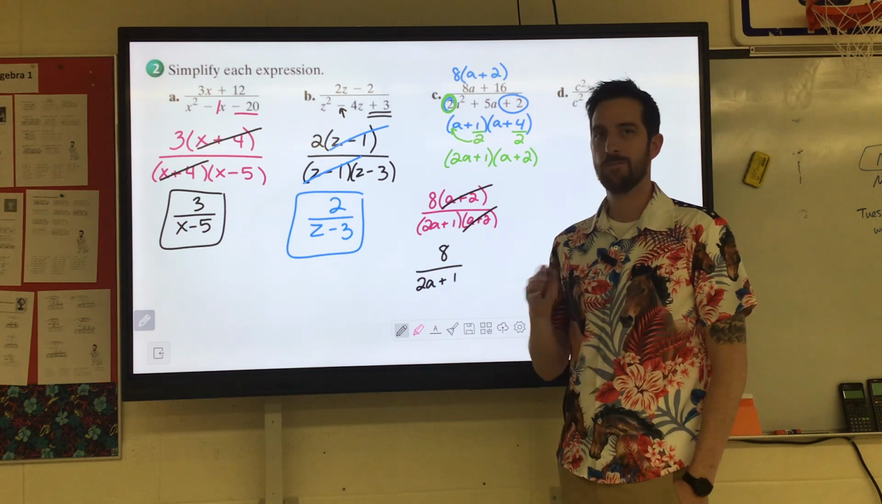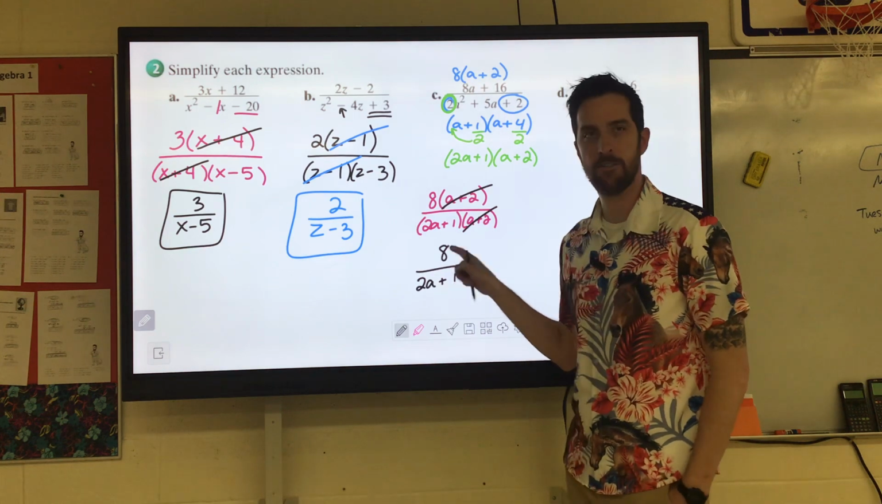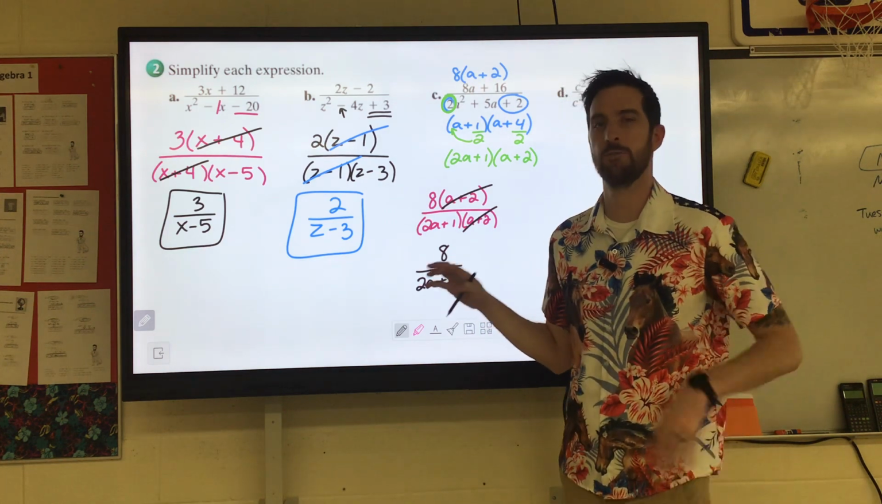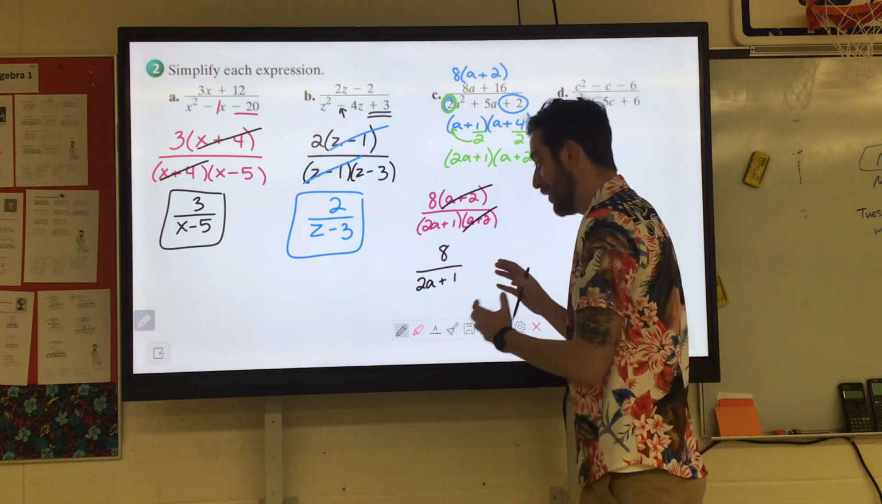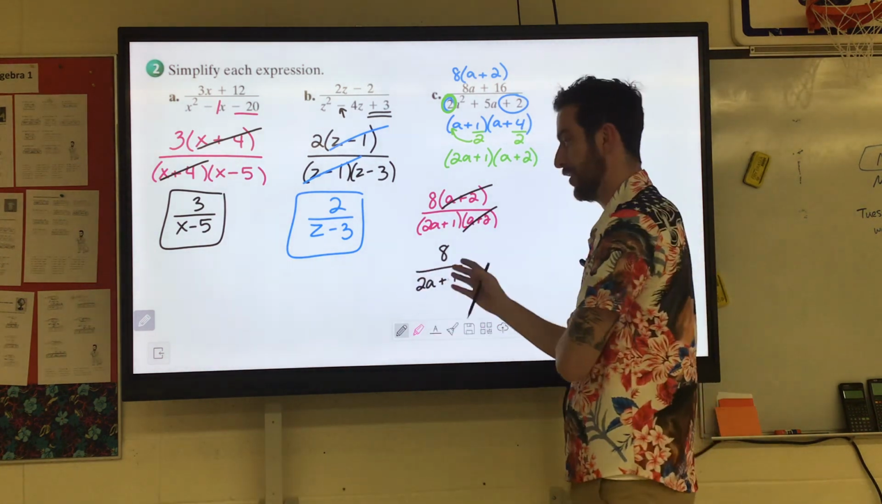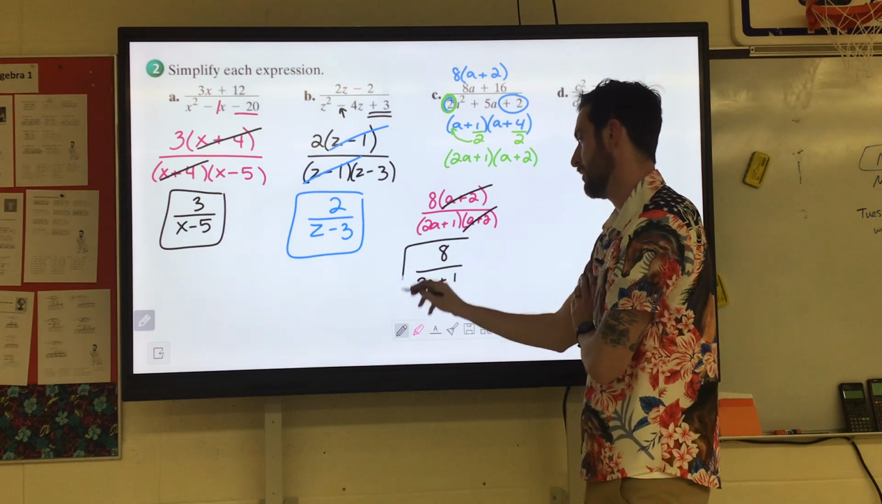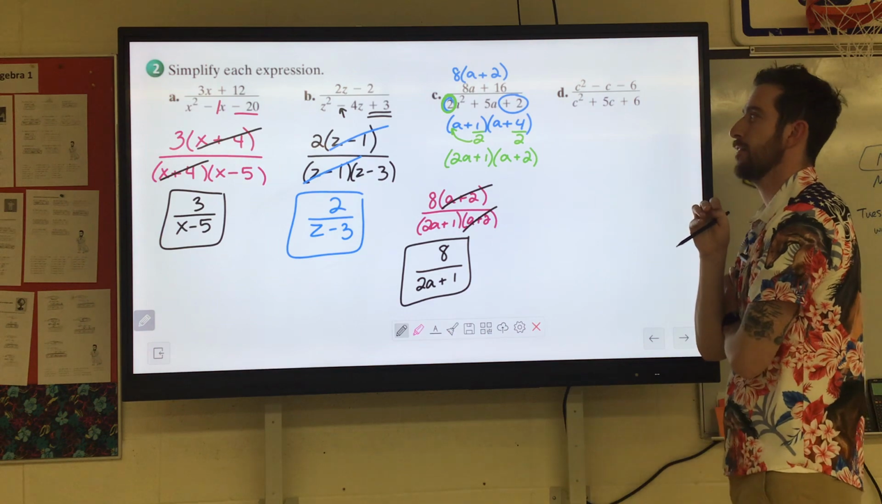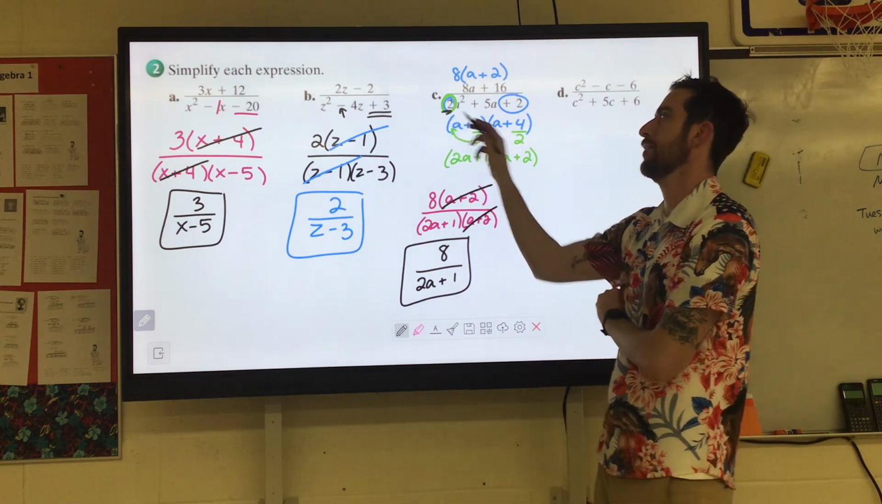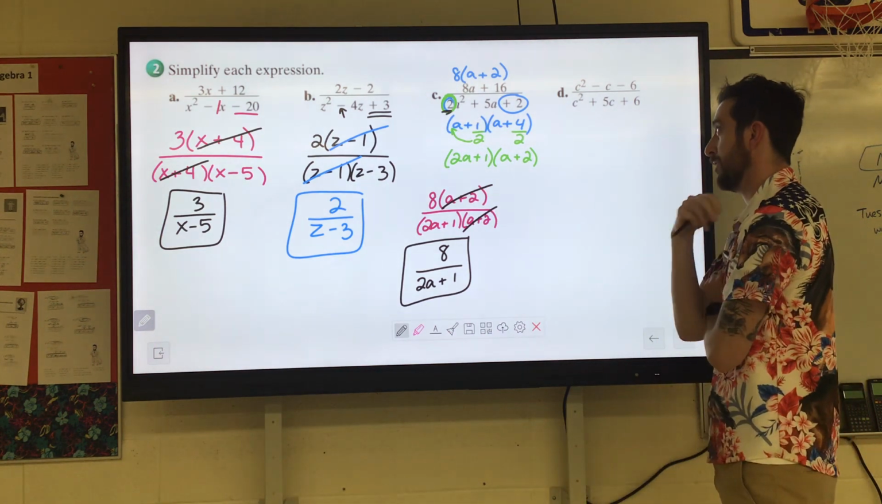Now again, someone's going to see that and they're going to be like, 8 and 2a, those are both divisible by 2. But the 2a is grouped with the 1, with addition. So it would have to be a common factor on the outside if we were going to simplify it with the 8. That was brutal. You're not going to have a lot of problems with the number in front of that n squared or a squared or x squared.